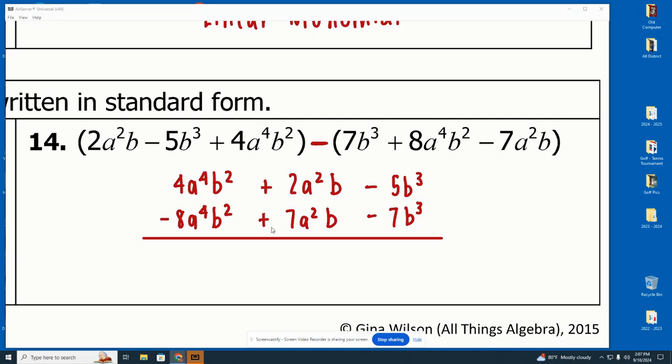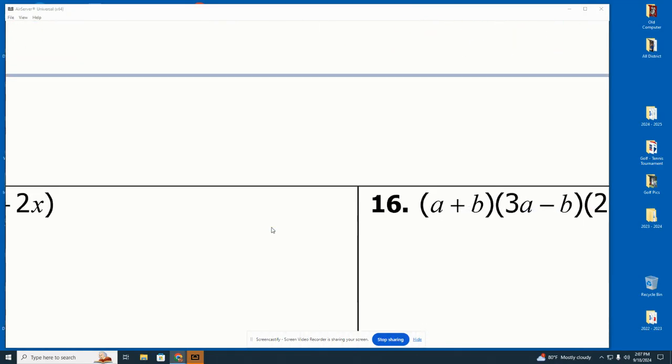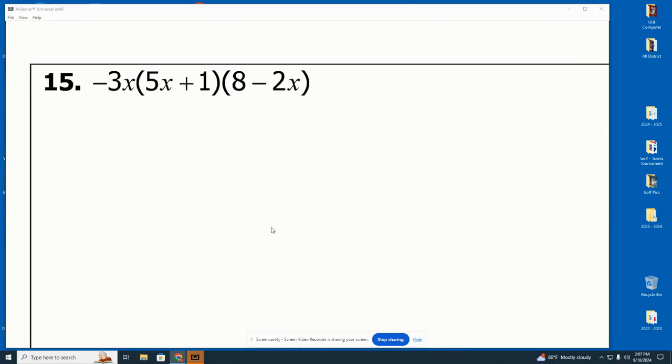So all we have to do is combine. So 4 minus 8, negative 4. Variable stays the same. Positive 2 plus 7 is plus 9. Variable stays the same. And then negative 5 minus 7 is negative 12. Variable remains the same. And there you have it. Adding and subtracting polynomials.